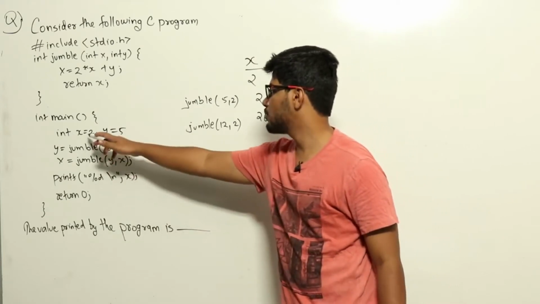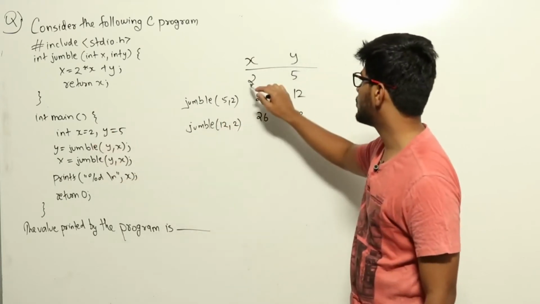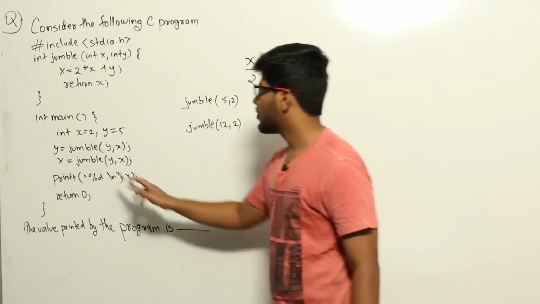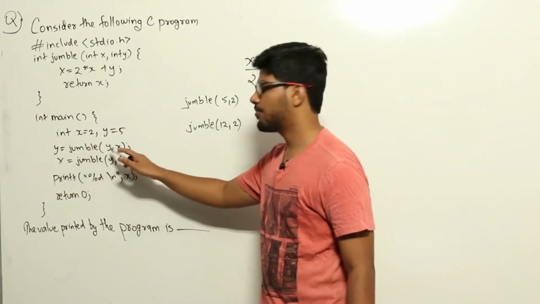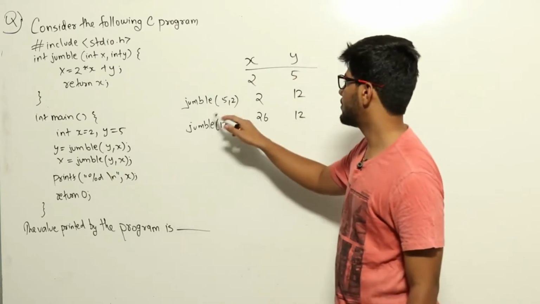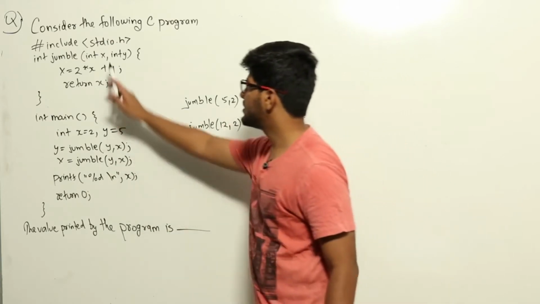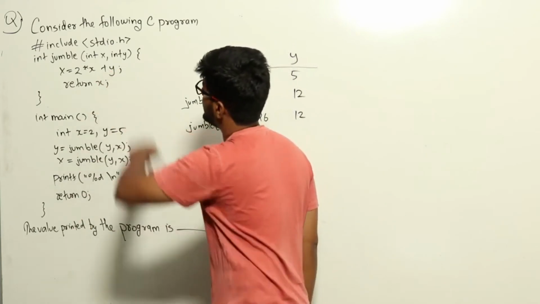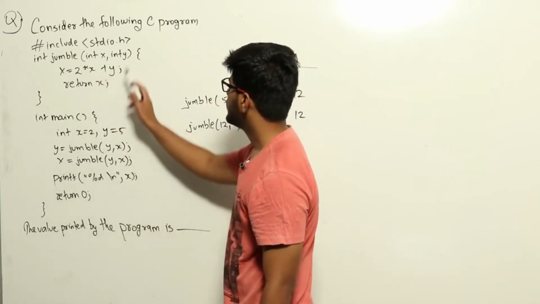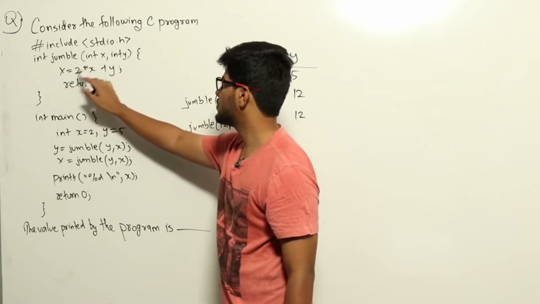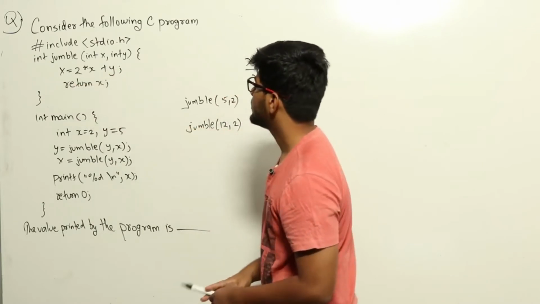Here we are assigning two variables, x equal to 2 and y equal to 5, as I have given here. After that we are calling the function jumble with y comma x, meaning we are calling jumble with 5 comma 2. Now what happens in jumble, if you are passing x and y to the function jumble here, it will be returning 2 into x plus y. X gets assigned as 2 into x plus y, and we are returning that value here.